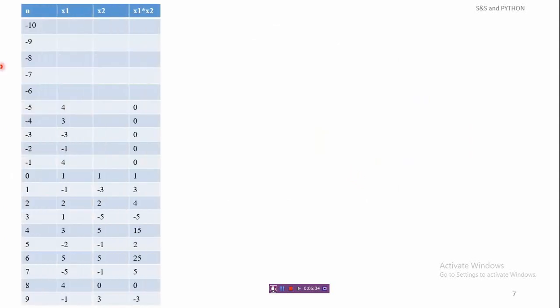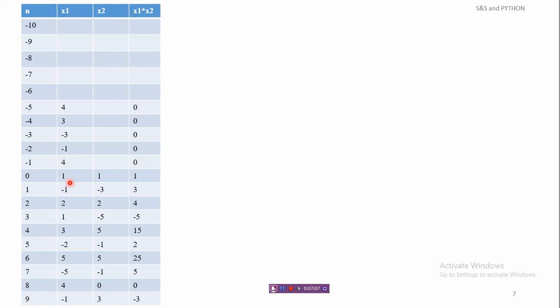Similarly, again let me take n, x1 and x2, and in the last column I will write x1 into x2. Since x2 is 0 up to minus 1, the product of x1 and x2 is going to be 0. So at minus 5, 4 is the value of x1, 0 is the value of x2. So 4 into 0 is 0. Similarly up to minus 1, 4 into 0 is again 0. So we will have 0 up to minus 1.